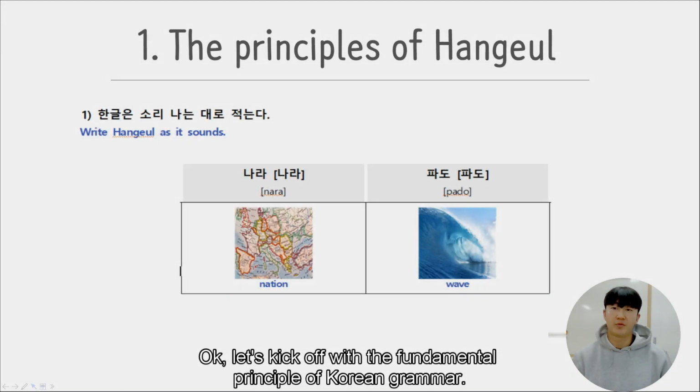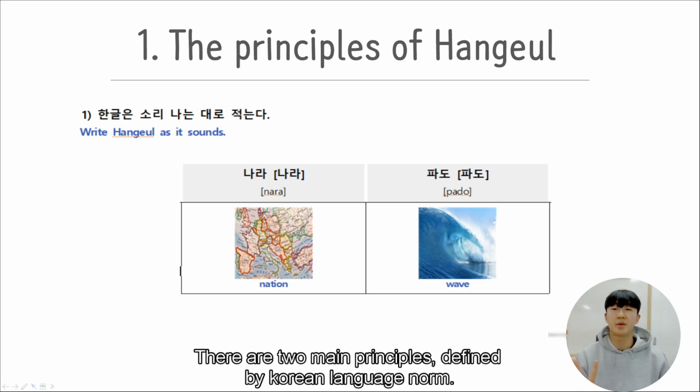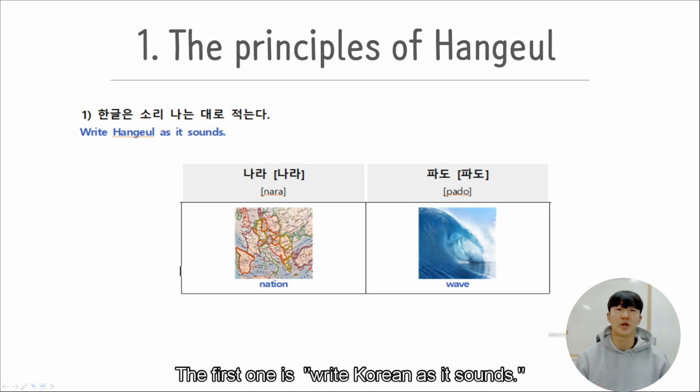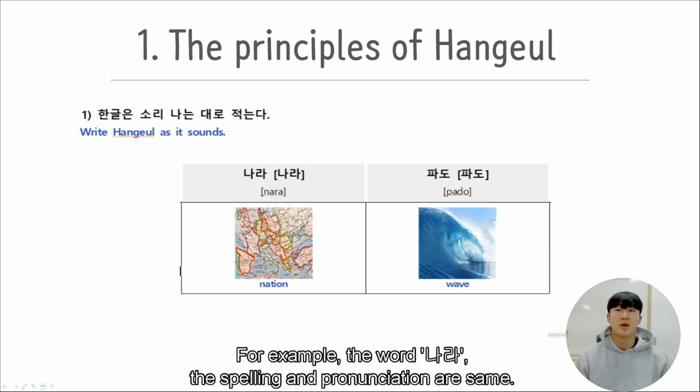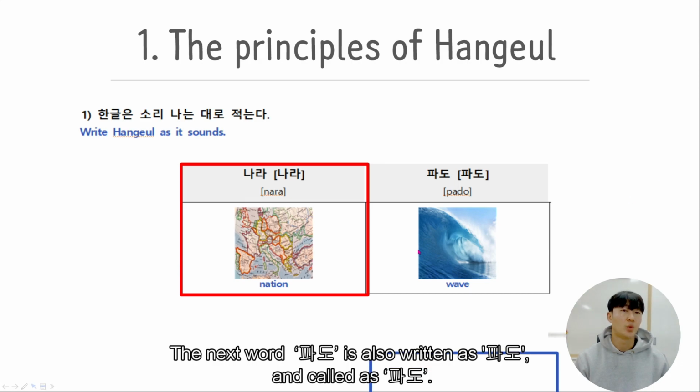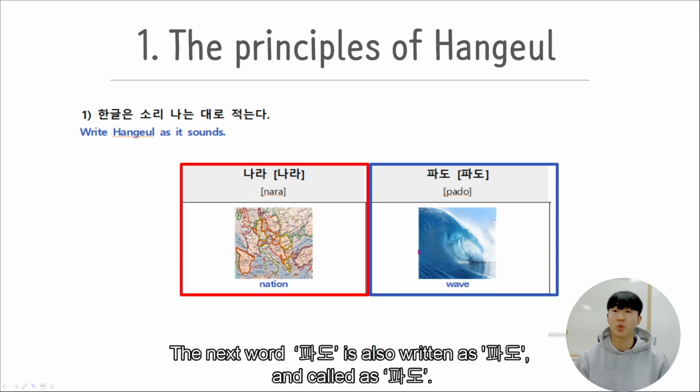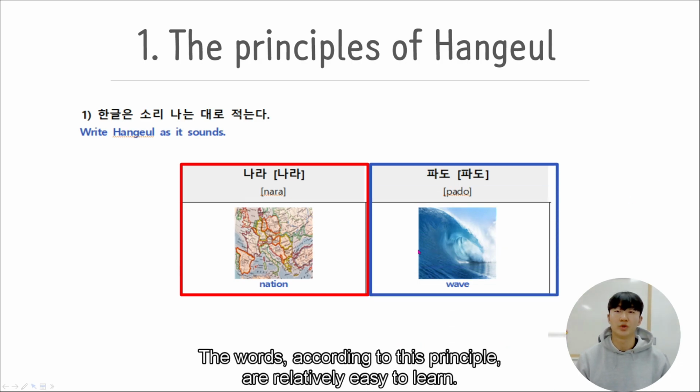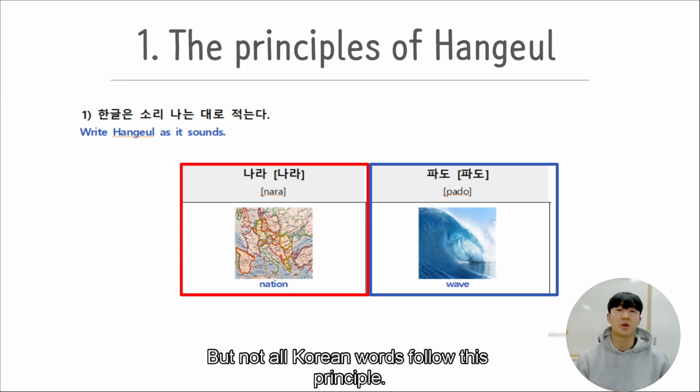Okay, let's kick off with the fundamental principle of Korean grammar. There are two main principles defined by Korean language norm. The first one is to write Korean as it sounds. For example, the word 나라, the spelling and pronunciation are the same. The next word, 파도, is also written as 파도 and called as 파도. The words according to this principle are relatively easy to learn, but not all Korean words follow this principle.